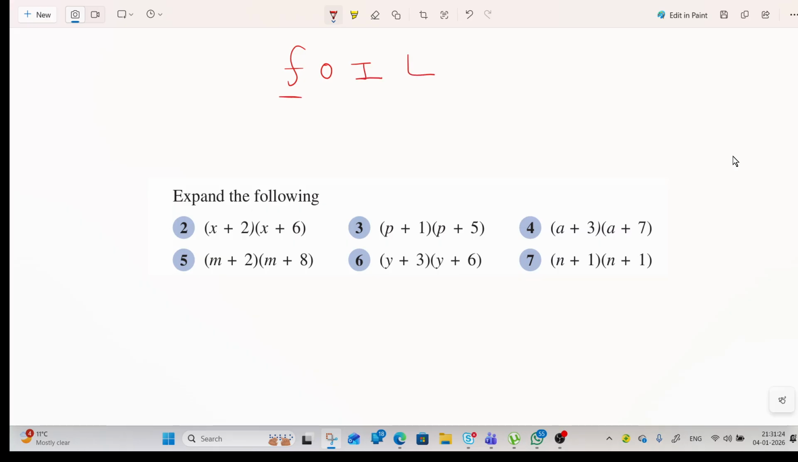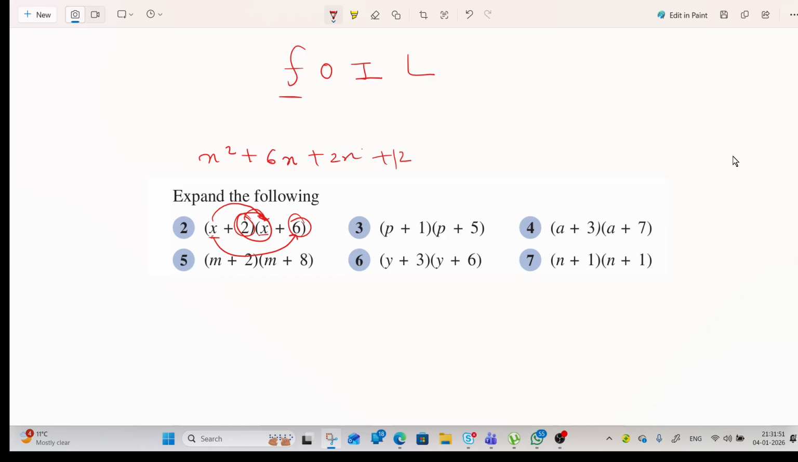First term. The first term of each bracket, x times x, which is x squared, right? Then outer terms. The outer term of each bracket, x times 6, which is 6x. Then inner terms, 2 times x, which is 2x. Then last terms, 2 and 6, which is 12.